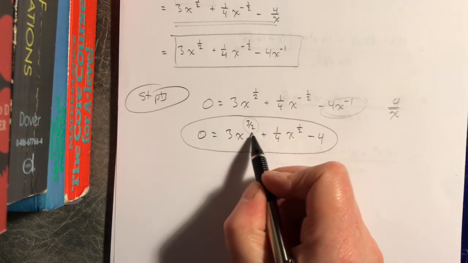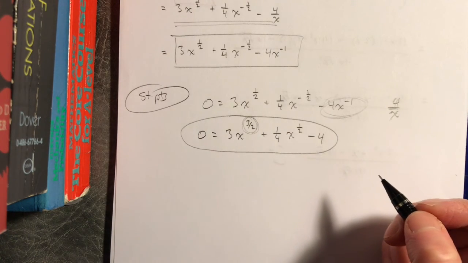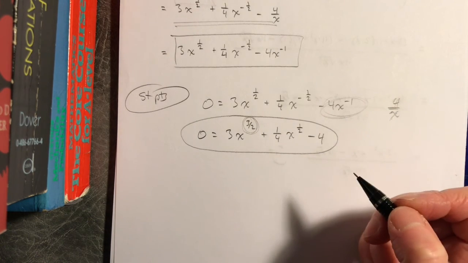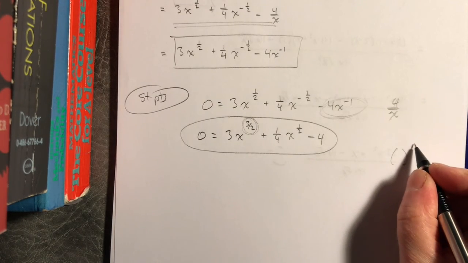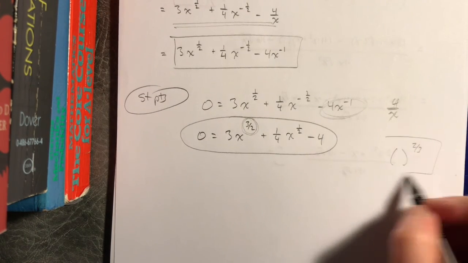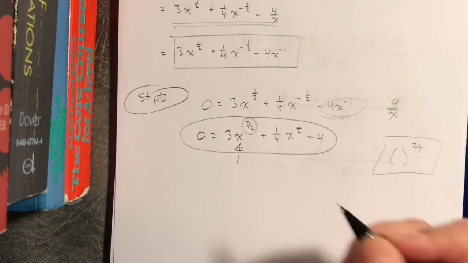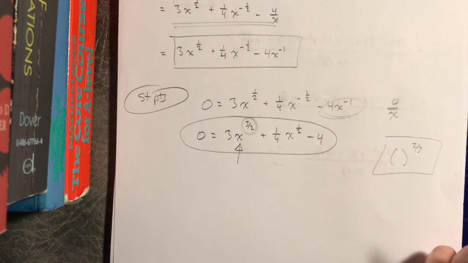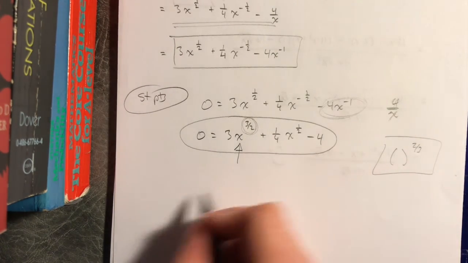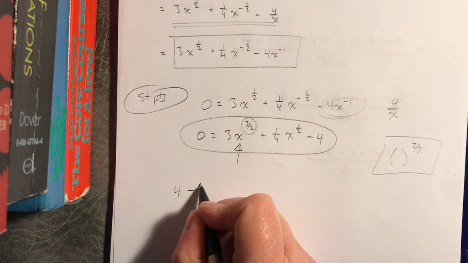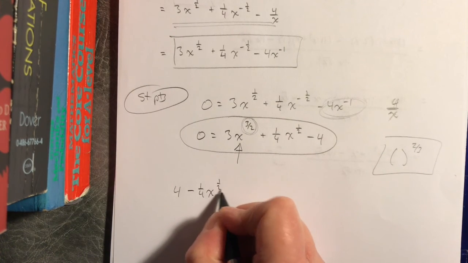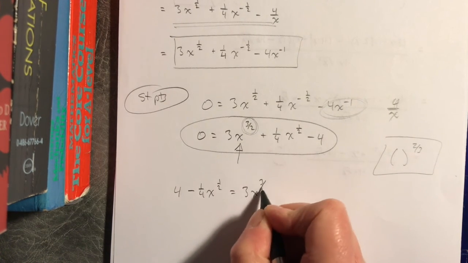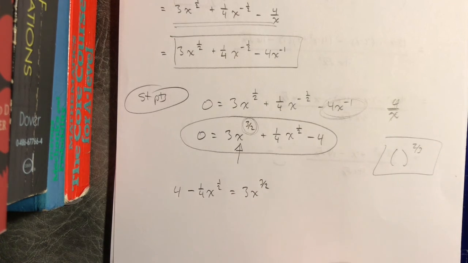There's my 3 halves, and I know they want me to end up with something raised to the 2/3 power. So he's the x I'm going to try to isolate. So I'll add 4 to both sides. I'll subtract a quarter x to the 1/2 equals 3x to the 3 halves. And you can see where this is going to go now.